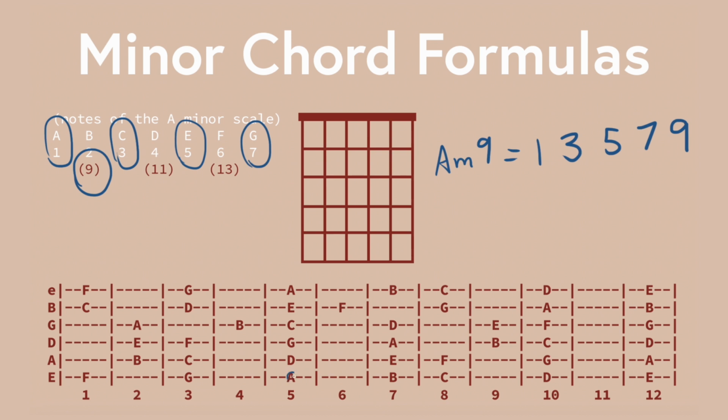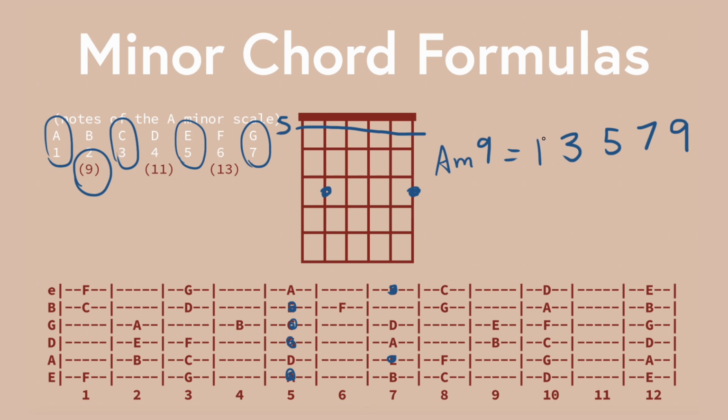So let's do it. I'll get A there, I'll get E there, G there, C there, E there, and then B there. And then we have this A minor 9 kind of bar chord shape. You can move these chords about as well.